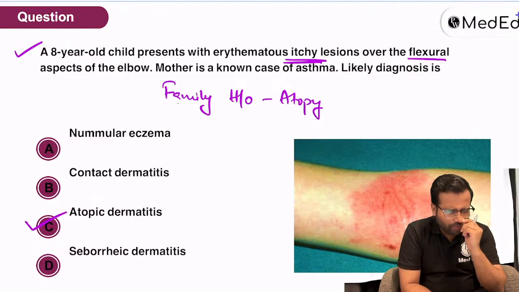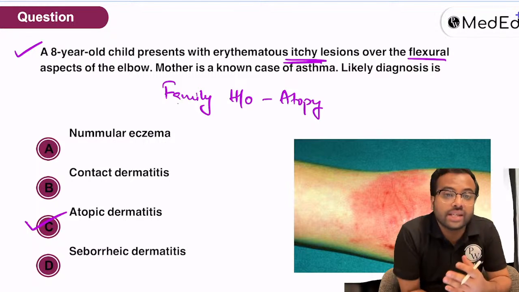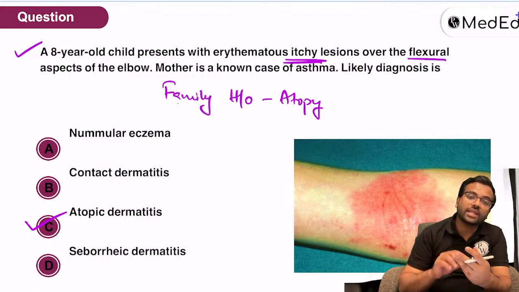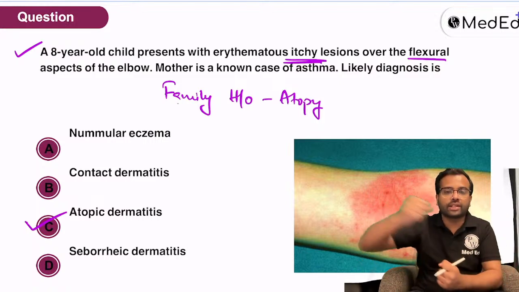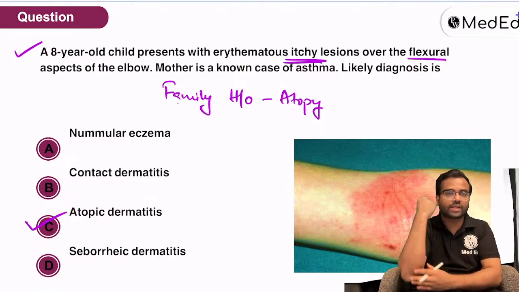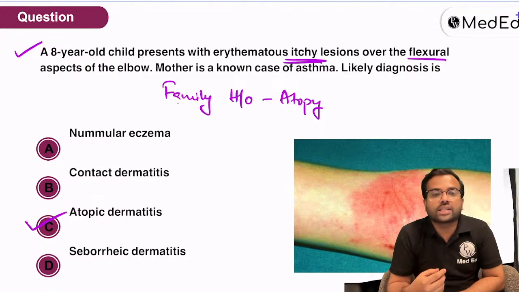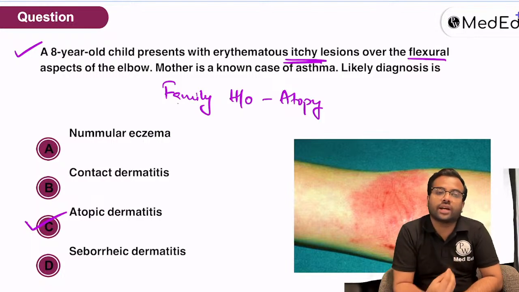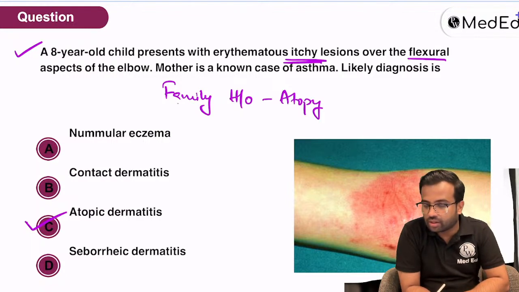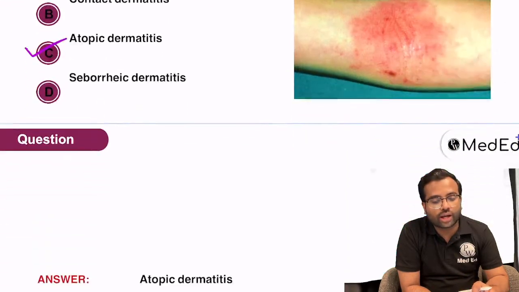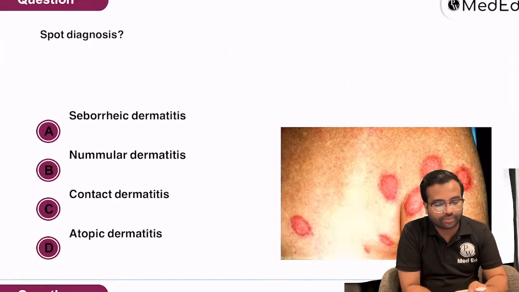So in atopic dermatitis, what do you see? We always see dry skin. So this dry skin, where do you see it? In small crawling infants, you see it over the extensor surface as well as the face. Whereas in children as well as in adults, we see it over the flexural aspects as well. Okay, that is called atopic dermatitis.